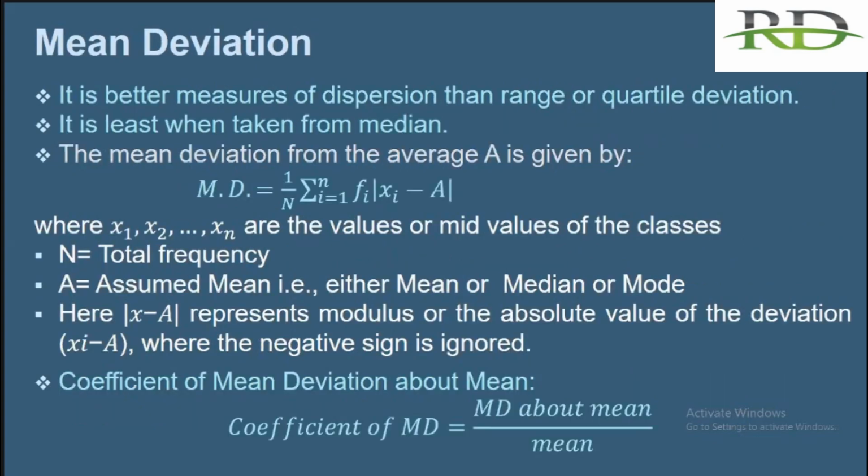Even better than quartile deviation is mean deviation, where, just as the name suggests, we find the deviation from the central value, which is not necessarily the mean. It could be the mean or median or mode. Any central value, we try to find the deviation from that value. That is called mean deviation.